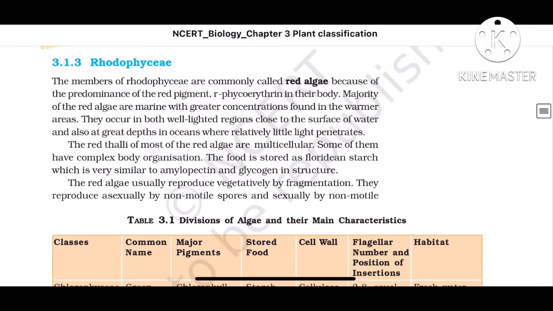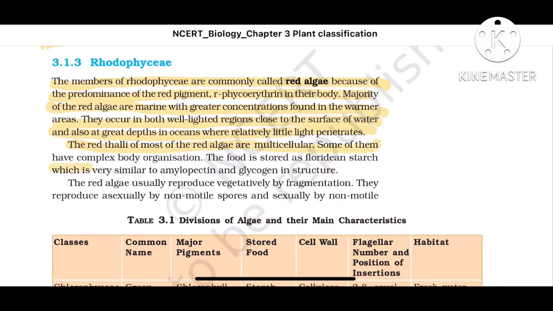Rhodophyceae. The members of Rhodophyceae are commonly called red algae because of the predominance of the red pigment, phycoerythrin, in their body. The majority of the red algae are marine with greater concentrations found in the warmer areas. They occur in both well-lighted regions close to the surface of water and also at great depths in the ocean where relatively little light penetrates.